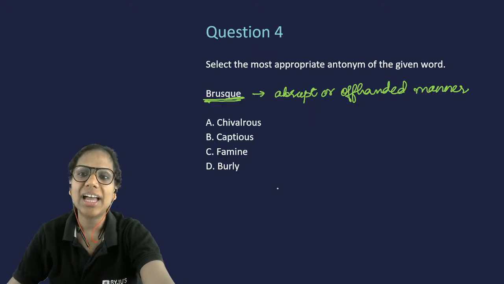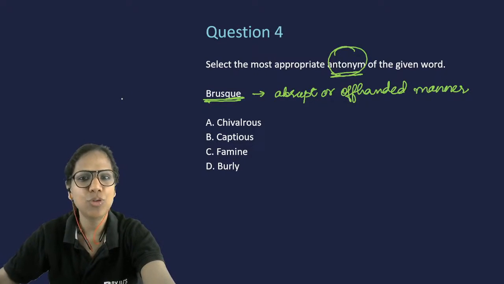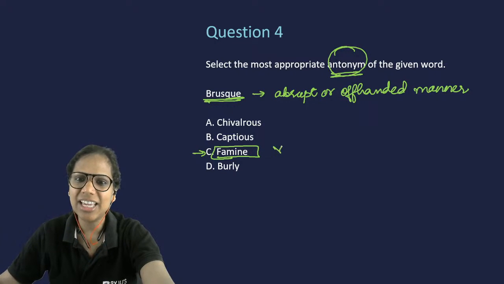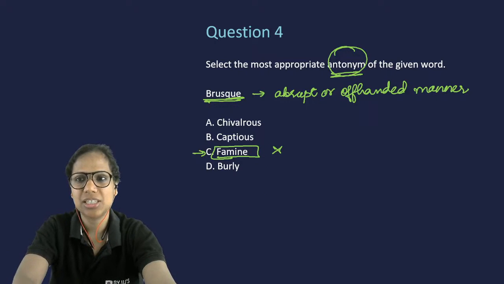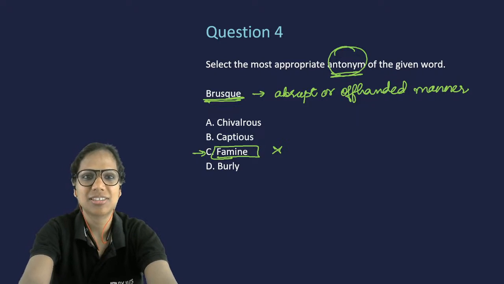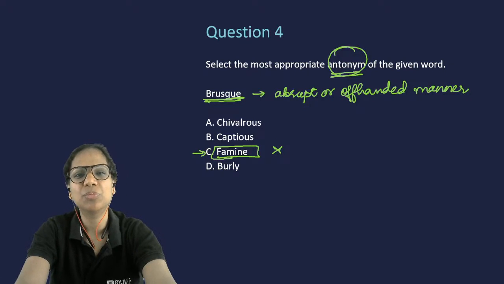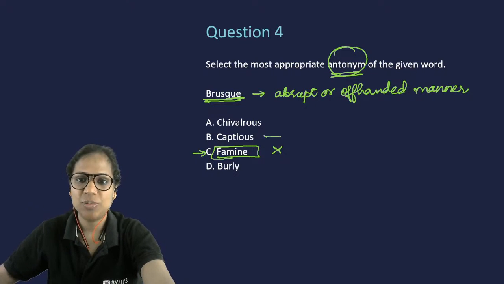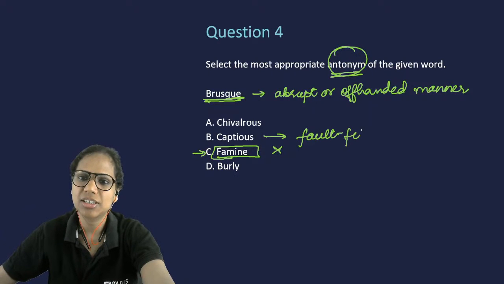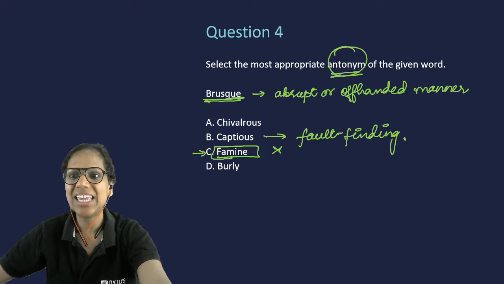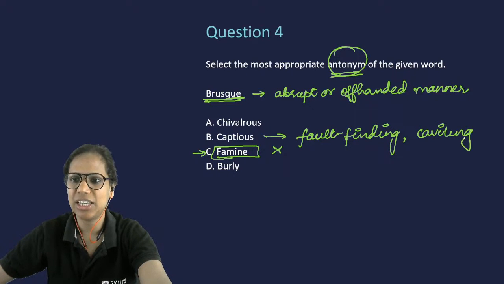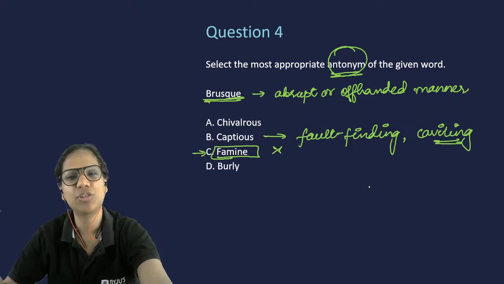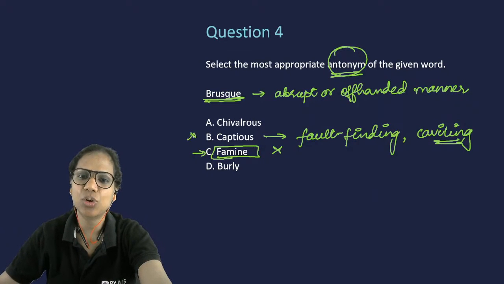Okay, so that means I need a positive word here. I'm looking for an antonym. So, famine is not at all related. Yes, I eliminate that. Someone who's captious. Is this person a friendly person? Captious. Let's say this person would tend to always be complaining, always finding faults with things. So, captious is a negative word. It means someone who's always finding faults, always raising objections. Cavilling is a synonym of captious. It also means fault finding, raising petty, trivial objections. So even this cannot be the antonym.